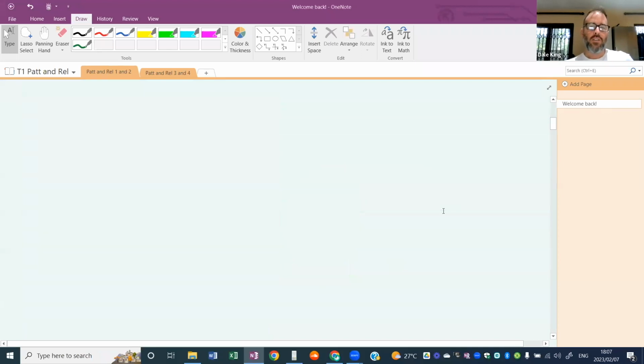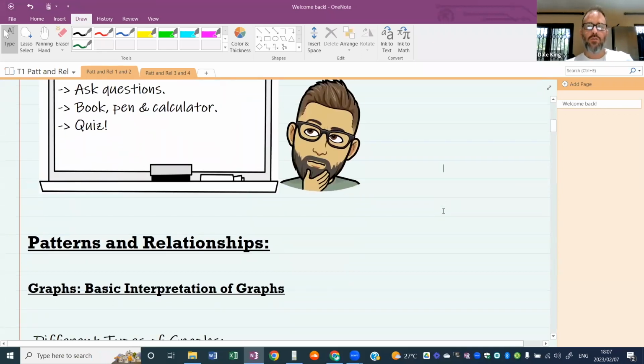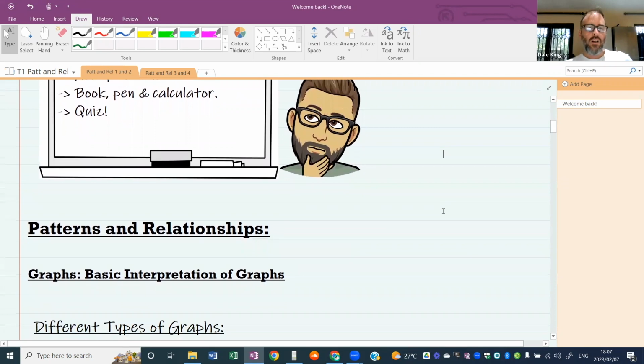So today is lesson 1 of 4. It's the first lesson on patterns and relationships. And today we're just going to go over the very basics of interpretation of graphs, because graphs are often used in patterns and relationships. When we deal with this section, they often put a graph in the question.